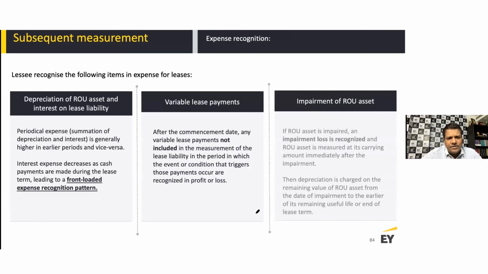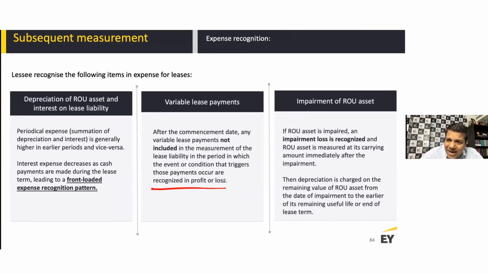Okay. Now, when you look at variable lease payment, after the commencement date, any variable lease payments not included in the measurement of the lease liability are, as I said, not included. So you will deal with them as and when it goes on, unless it is linked to an index or a rate, right? Any variable lease payment not included in the measurement of the lease liability in the period in which the event or condition that triggers those payments occur are recognized. So if they are not included, then you will record them on an ongoing basis.